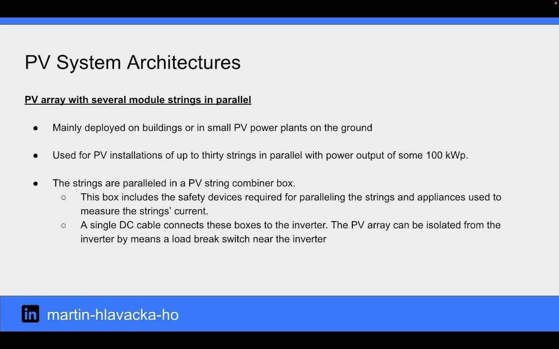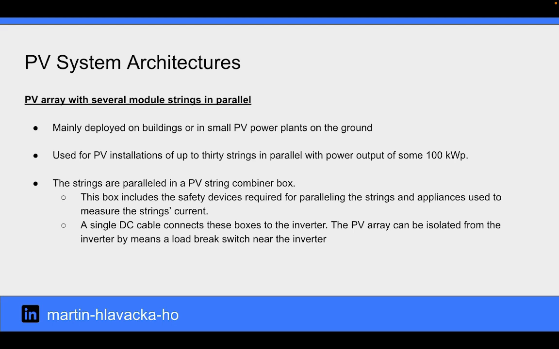PV arrays with several module strings in parallel are mainly deployed on buildings or in small PV power plants on the ground and are used for PV installations of up to 30 strings in parallel with power output of 100 kW peak.